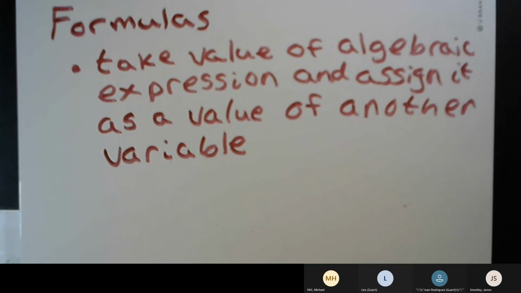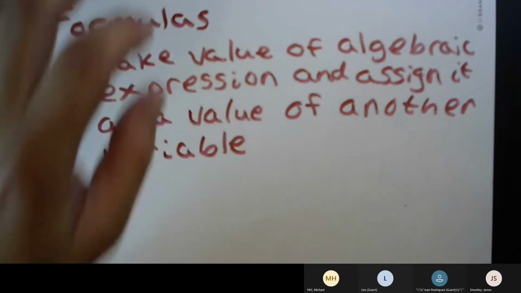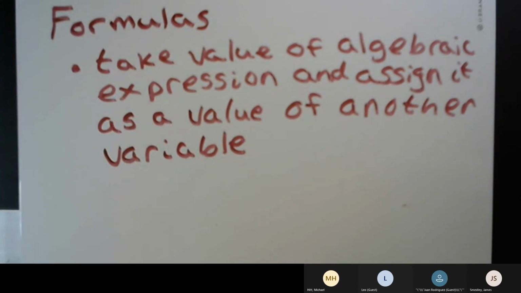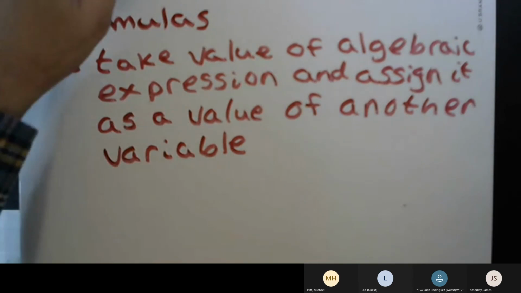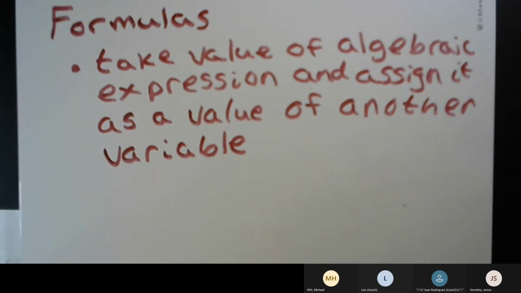Or put another way, this other variable, its value is going to depend on what happens with the value of the algebraic expression. So this other variable is just sort of waiting. It's going to discover its value once we've decided on the value of the algebraic expression. So let's say we have something like this.